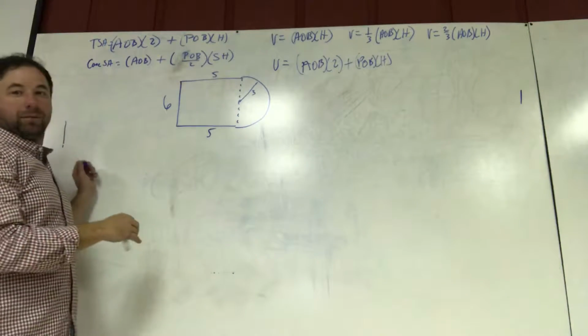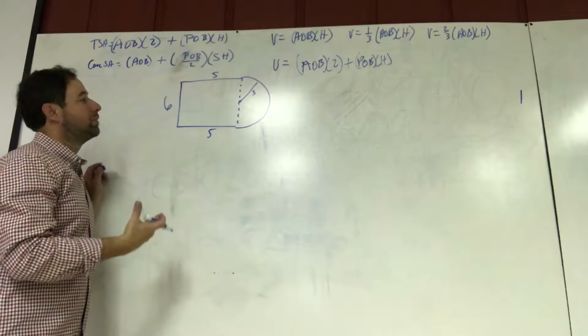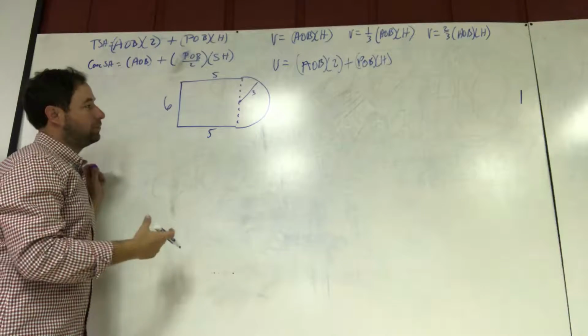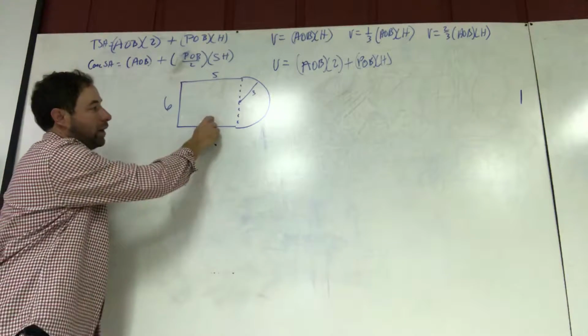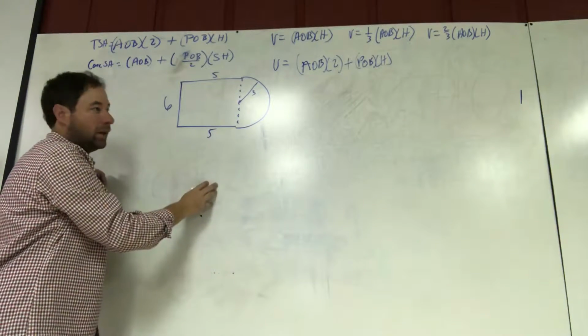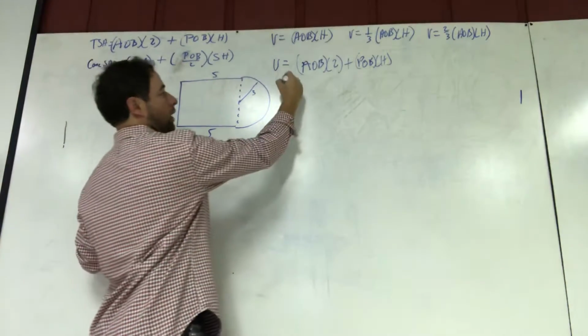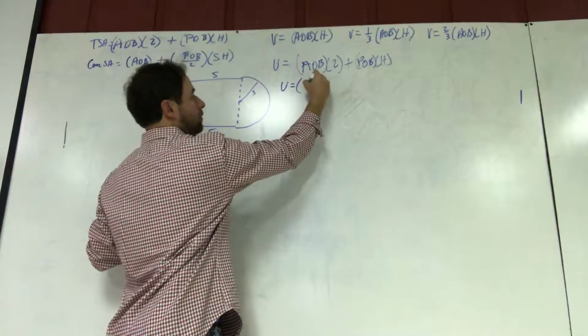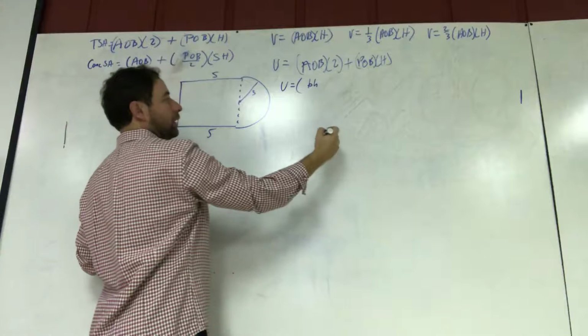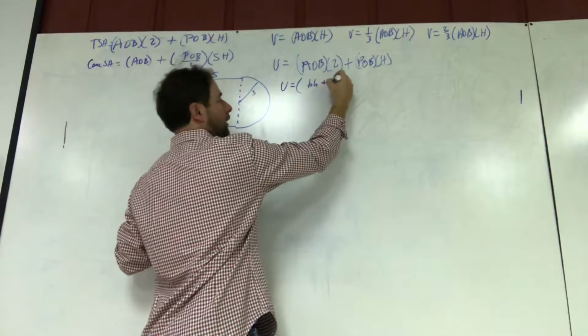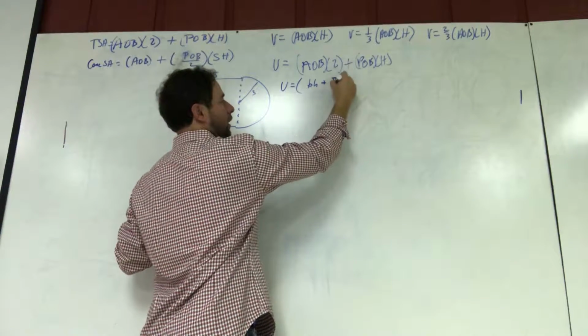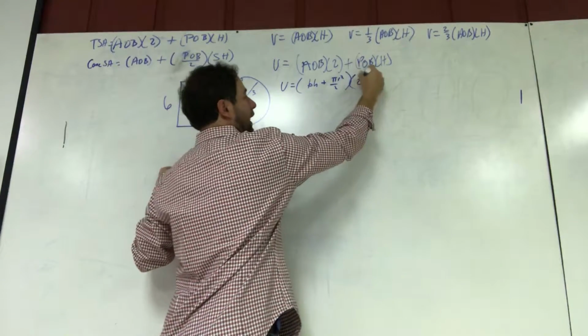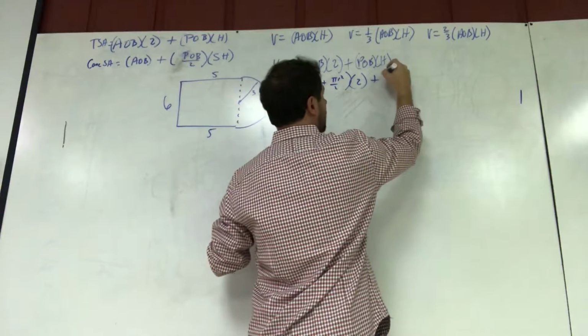Okay, so the area of the base. First thing you've got to ask yourself is, what's the base? Well, the base of this object is 2 things. It's sitting on a square and a semicircle. In order to find the area of a square, it is going to be base times height. In order to find the area of a semicircle, it is going to be pi r squared divided by 2. So that is how you find the area of the base.